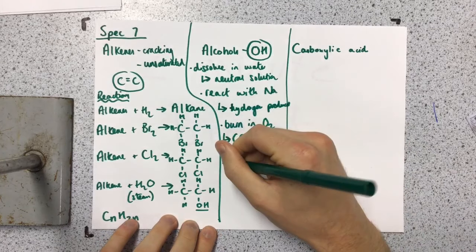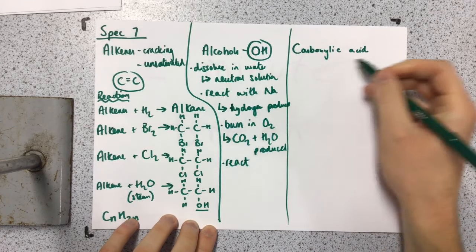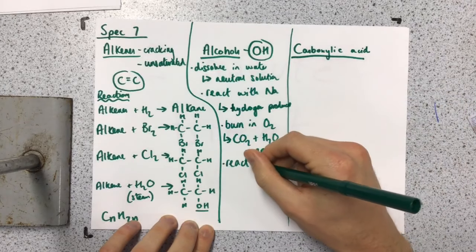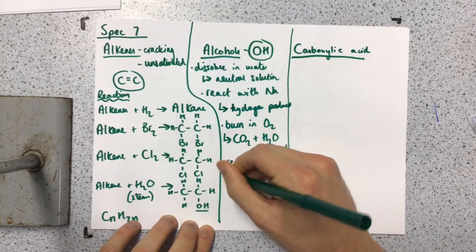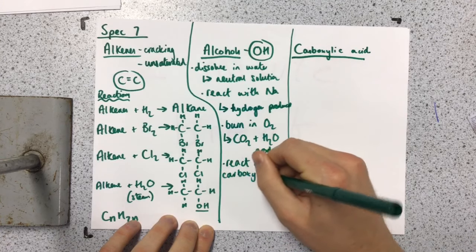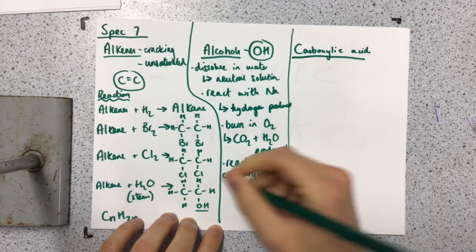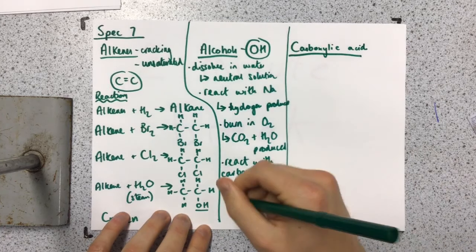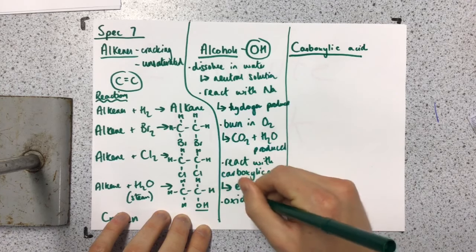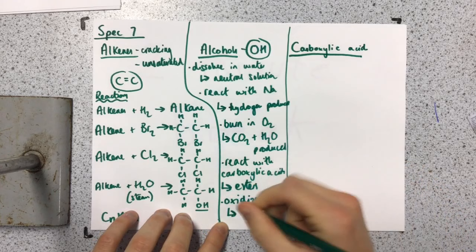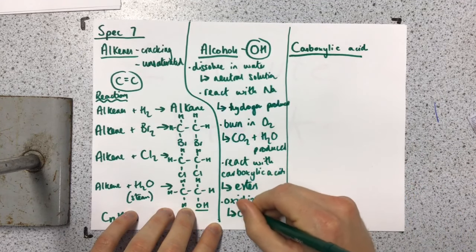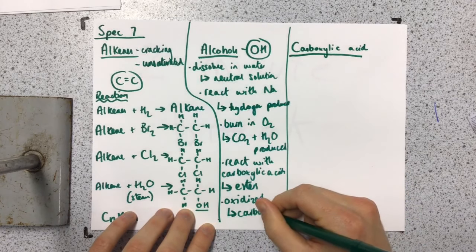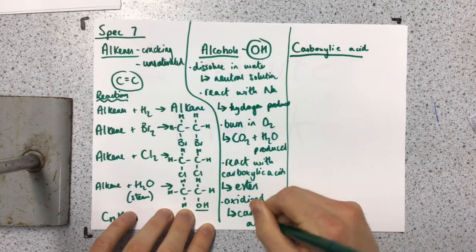You can react them with carboxylic acids, and we'll come on to what the functional group for these is in a second. Let's just get these little things underlined. So react with carboxylic acids, and these make esters. You can also oxidize them. If they're oxidized, this time you get a carboxylic acid produced, because if you think about it, you're adding oxygen. To that carbon, you're then getting an oxygen bonded. Carboxylic acids produced. So they're your reactions of alcohols.